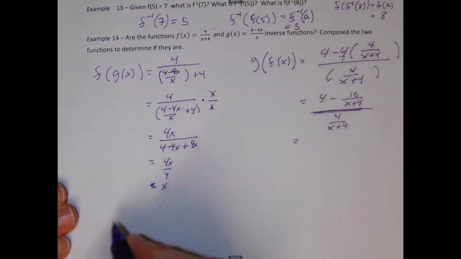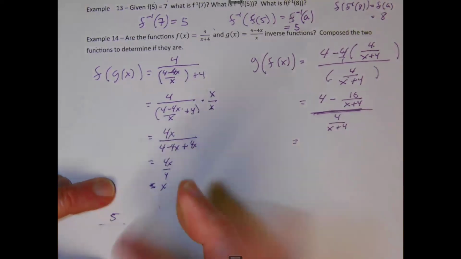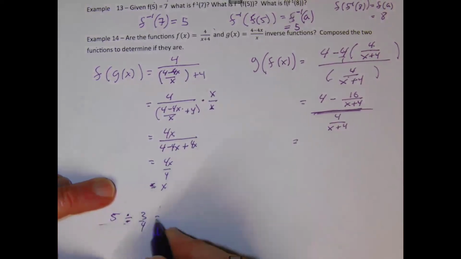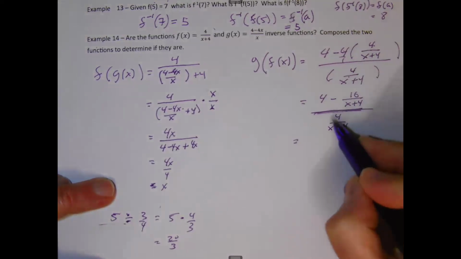But I'm not going to do that because, remember, if I say something like 5 divided by 3/4, if you remember from arithmetic, what you should do is change this to multiplication and then multiply by the reciprocal. So that gives you 5 times 4/3, which is 20/3. Well, that's the thing I'm going to write here.